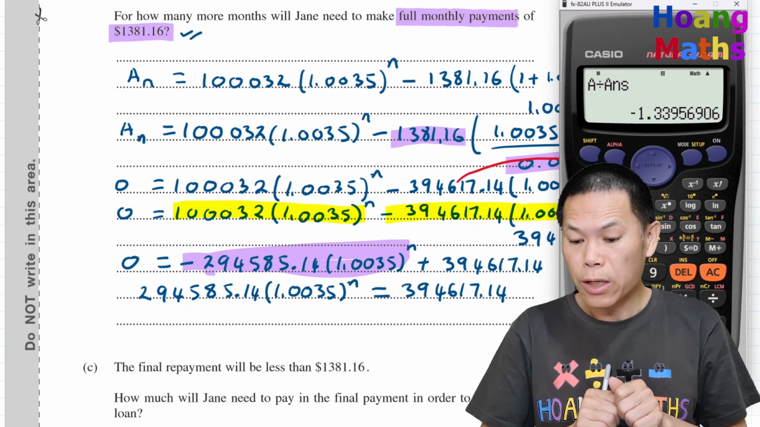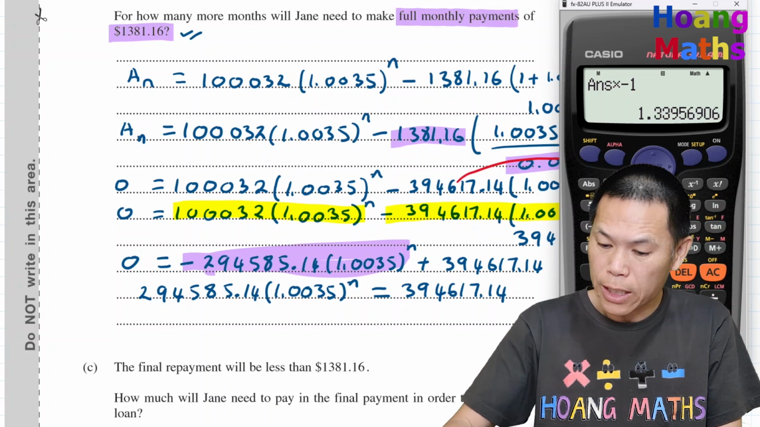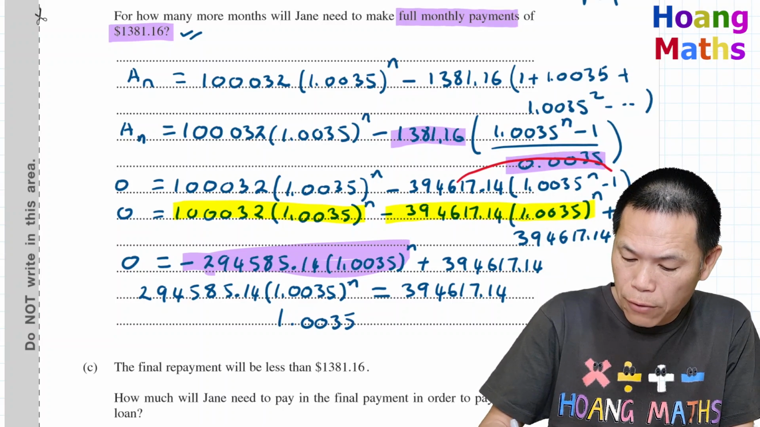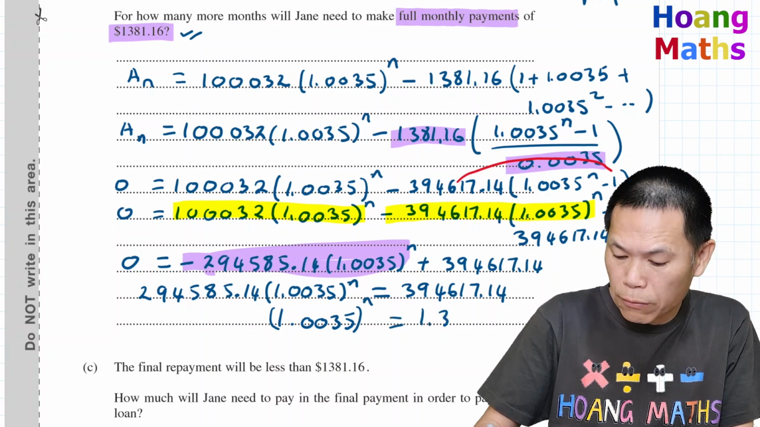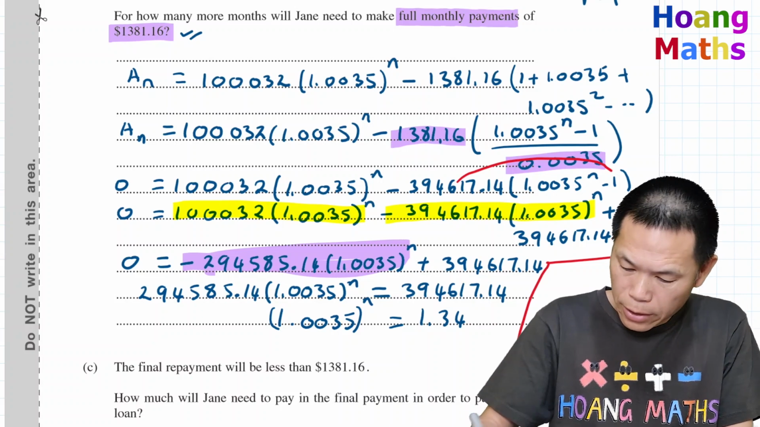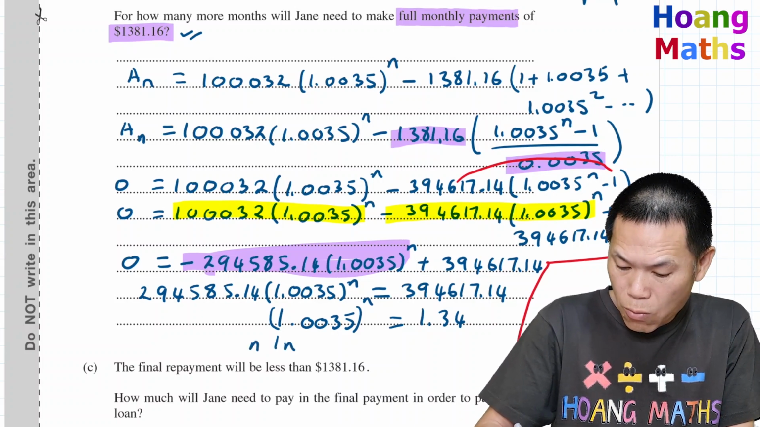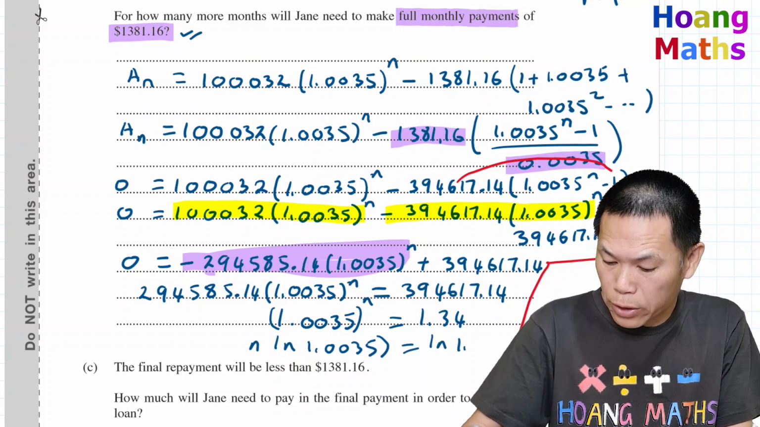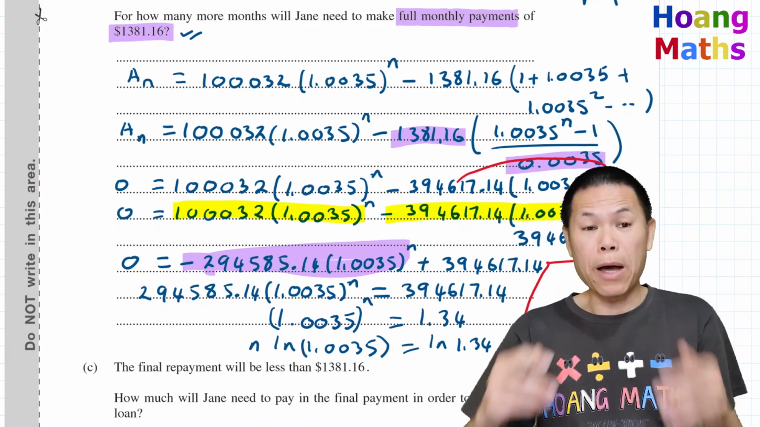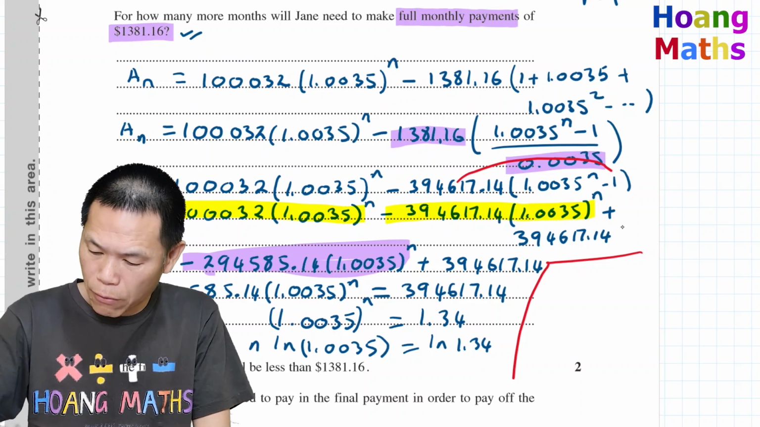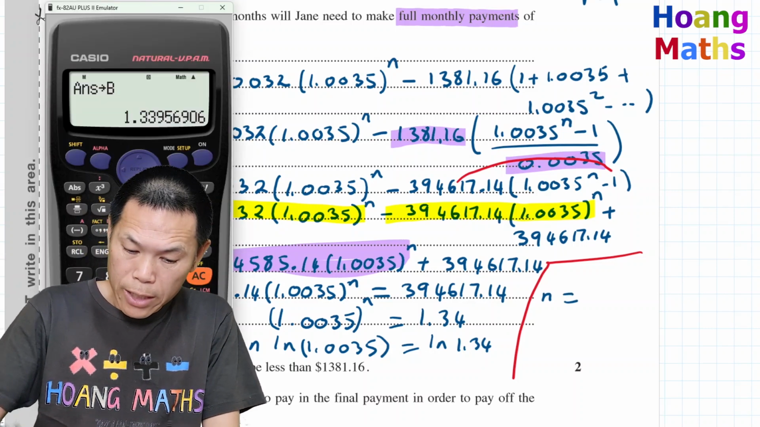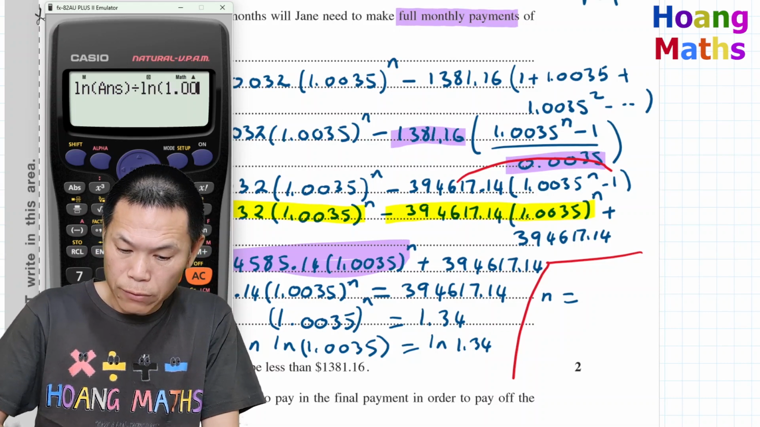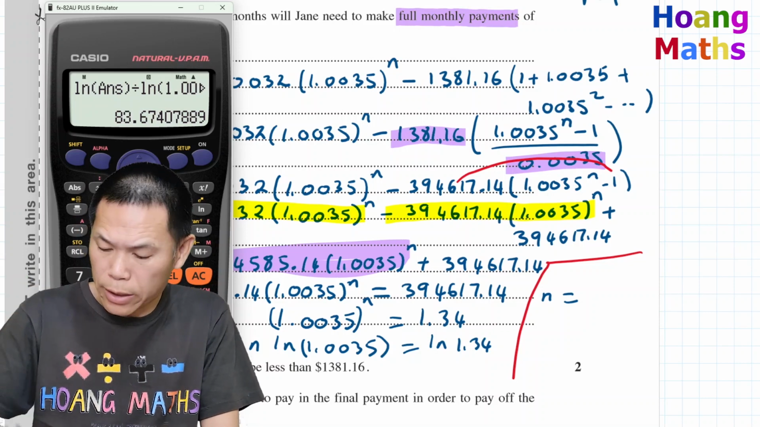So there you go, 1.339 and so on. Let me just times by negative 1 first, because we want positive. I go answer, store in B. 1.34 for now, okay? So that means 1.0035 to the power of n is 1.34. Now I just take log on both sides. So that means n ln 1.0035, because using the log law I can bring the n down, equals ln of 1.34. And I divide both sides by ln of 1.0035. So n is equal to ln answer divided by ln 1.0035, close brackets. So there you go, 83.67.